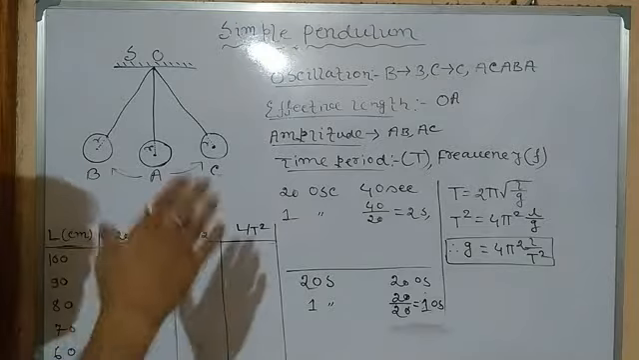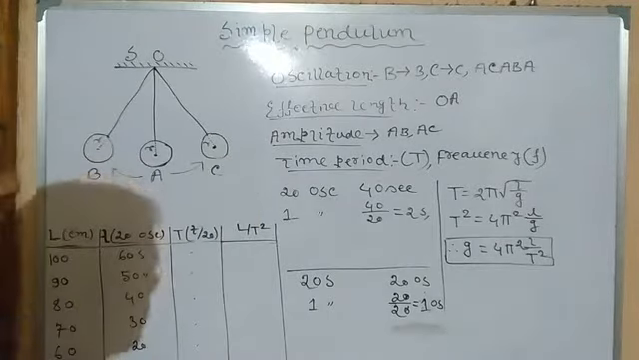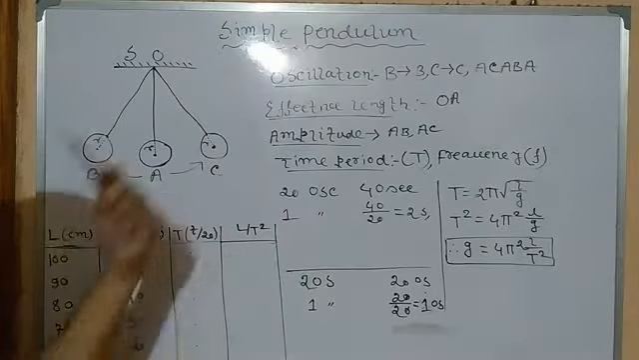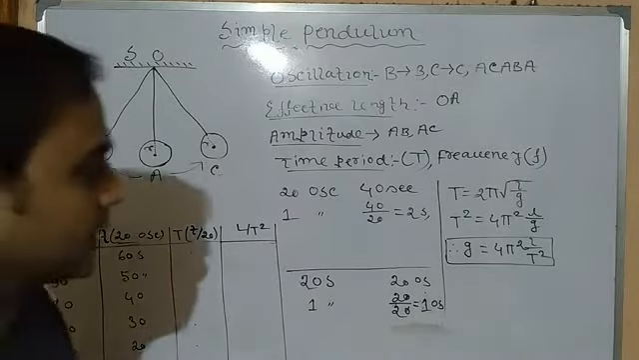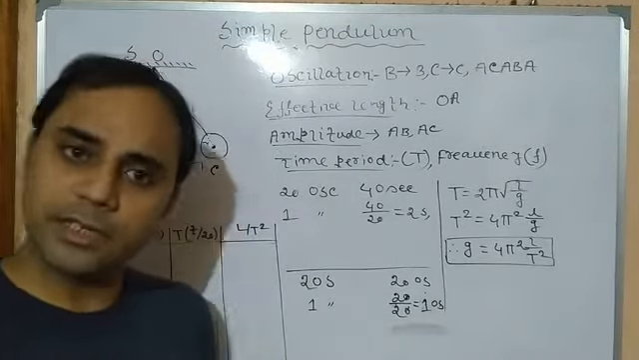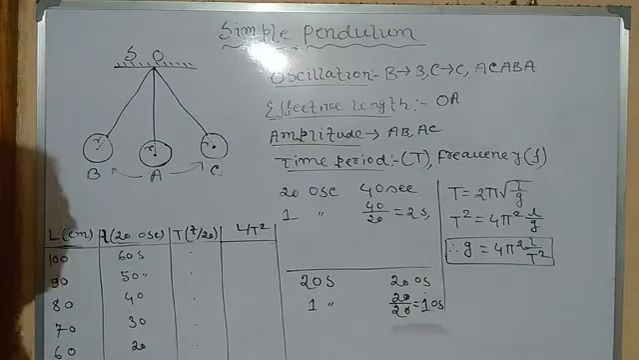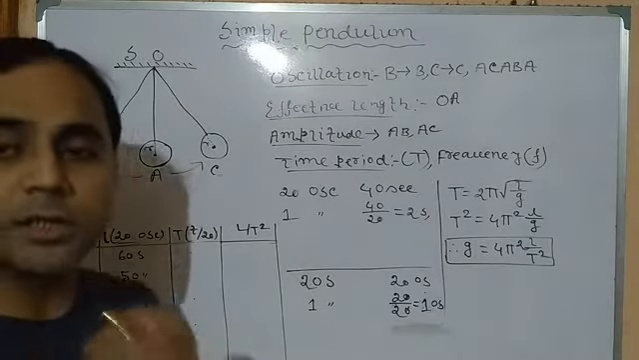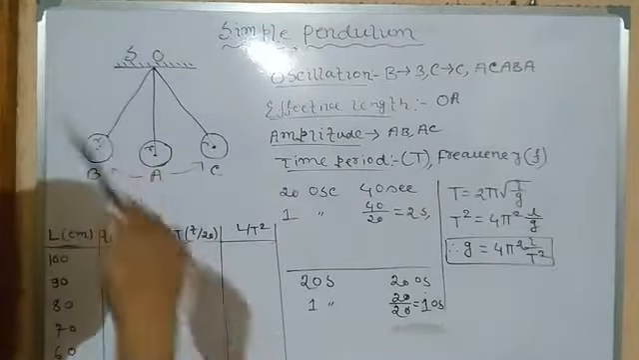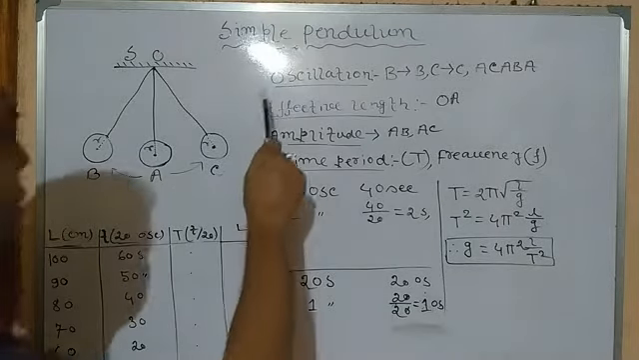Through the oscillation, we can find out the time period. And the most important fact is that through the simple pendulum we can calculate the acceleration due to gravity of that particular place. Clear? So how? Let's see. First of all, we will try to understand some important topics related to the simple pendulum. The basic thing associated with the simple pendulum is oscillation.